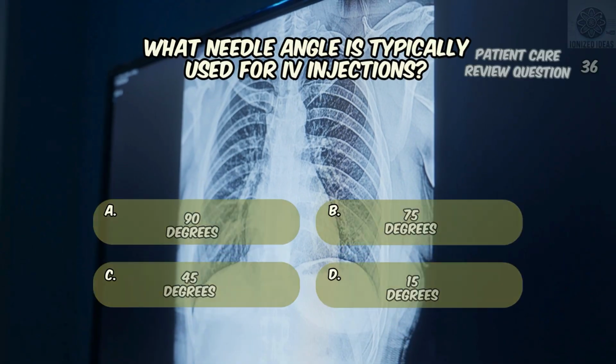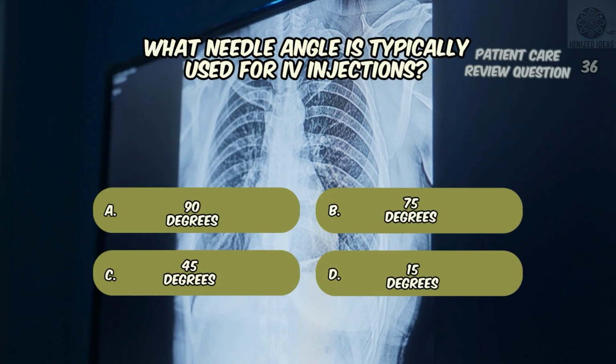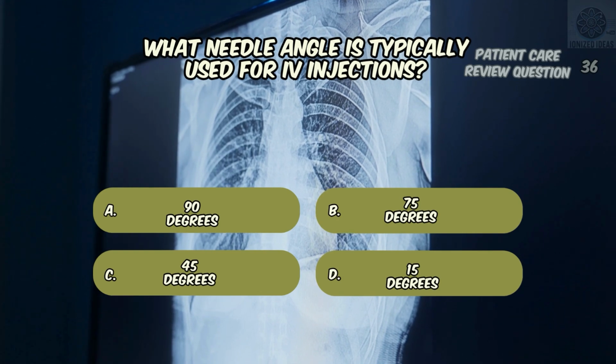What needle angle is typically used for IV injections? A. 90 degrees. B. 75 degrees. C. 45 degrees. D. 15 degrees.